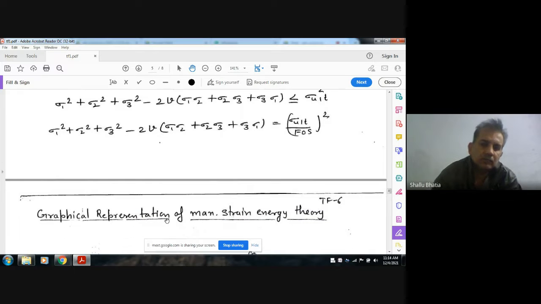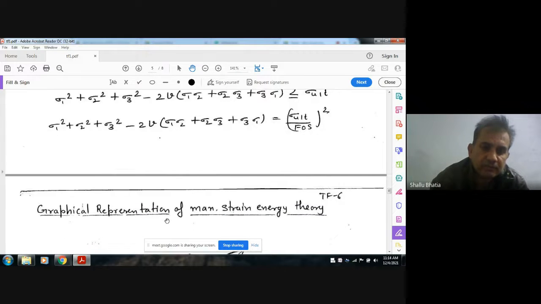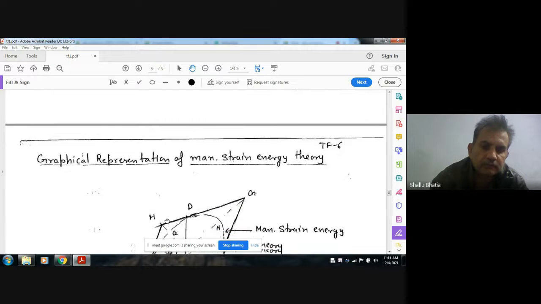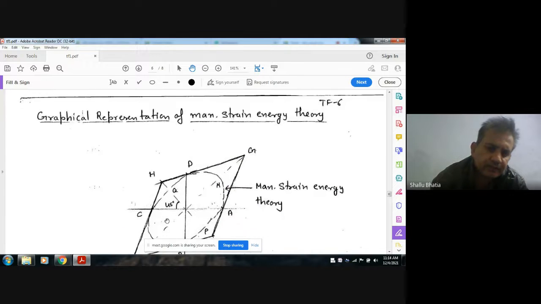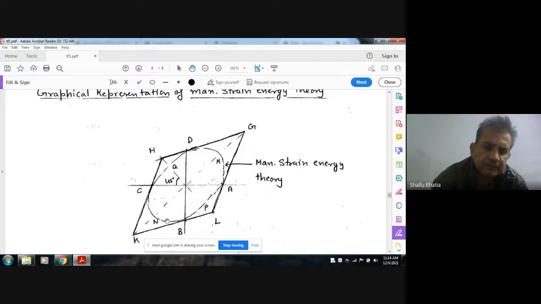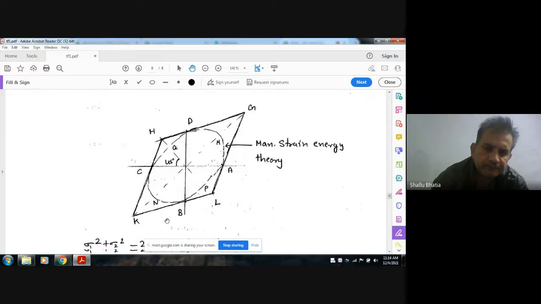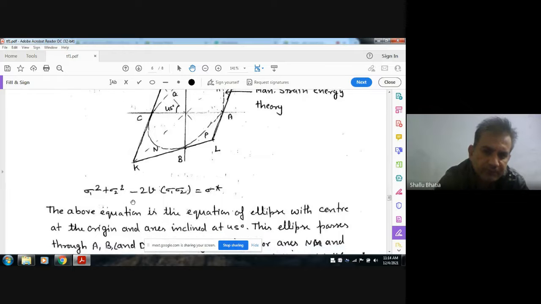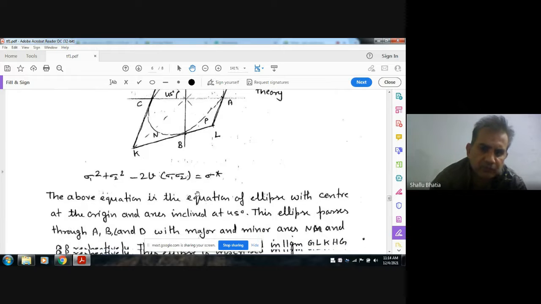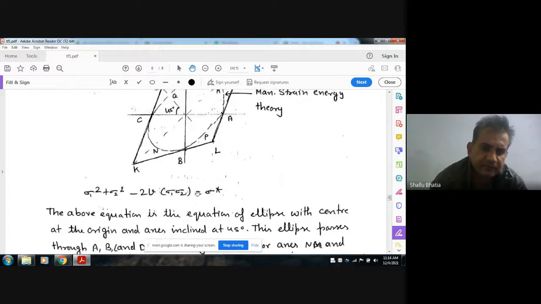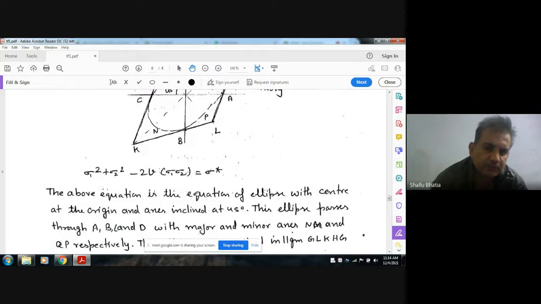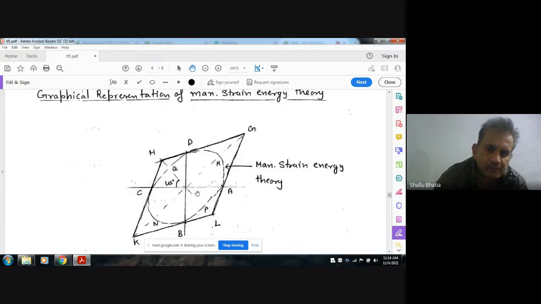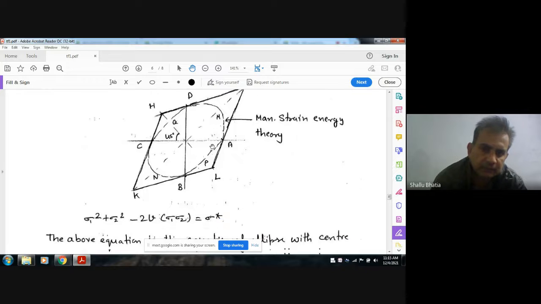In this case we also consider the two-dimensional case. So this is an ellipse. It should not exceed the two-dimensional energy. The equation is of an ellipse with its center at the origin and axes at 45 degrees. This ellipse passes through A, B, C, and D, the midpoints of all these.